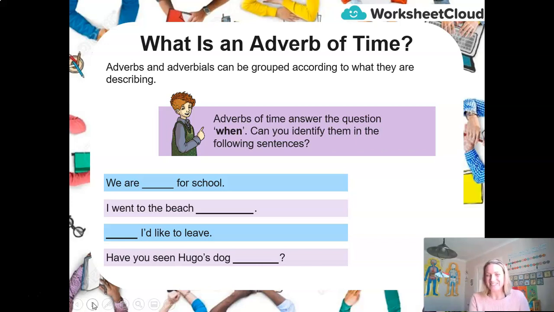Here you go. We are late for school. It tells me when, remember? When. I went to the beach yesterday. It could have been the day before yesterday. That would have been an adverbial. Now I'd like to leave. It's telling me when. And have you seen Hugo's dog today? Okay, there we go. So all of those are adverbs of time.